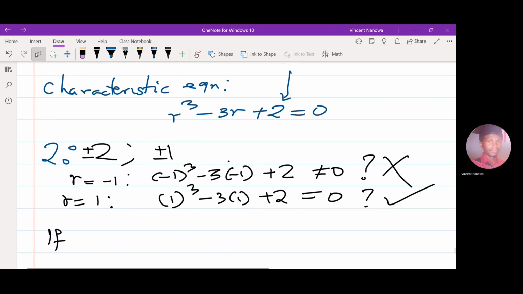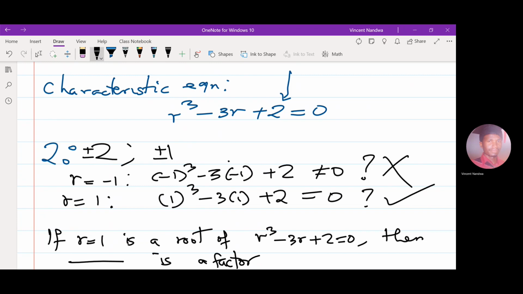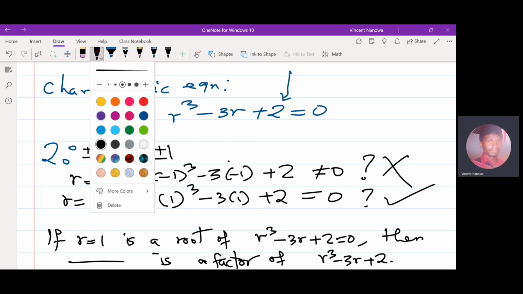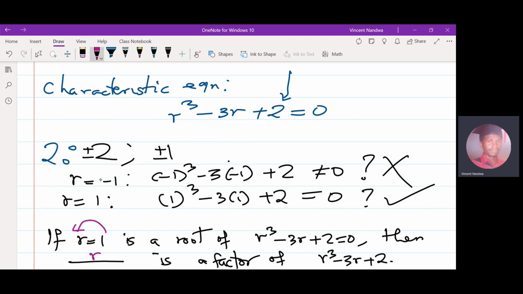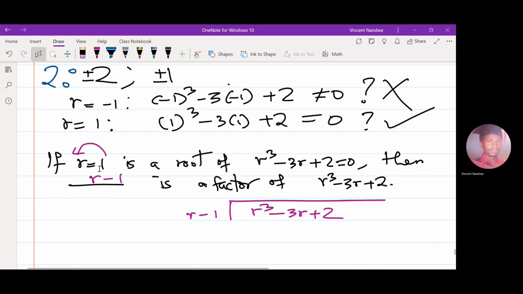So this will help us to get the factors of this cubic equation. So if r equals 1 is a root of r cubed minus 3r plus 2 equals 0, then dash is a factor of r cubed minus 3r plus 2. What should I write in that space? r minus 1, correct. So we are simply taking this number to the other side, so we'll have r minus 1. So we use long division. So r minus 1, let's see how many times it divides r cubed minus 3r plus 2. What should I multiply by r to get r cubed? r squared. So I'll have r cubed minus r squared.